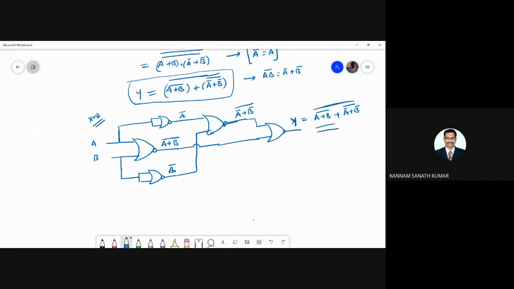Five NOR gates are required for XOR. To implement XNOR, one more inverter is added, so six NOR gates are required to implement an XNOR gate. This is how you need to realize the given XOR gate with the NAND gate.